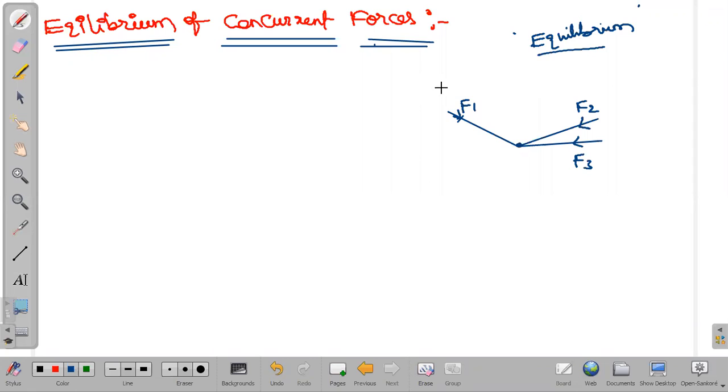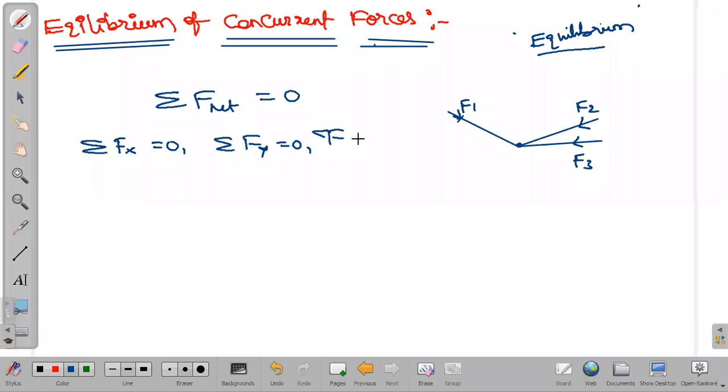Now, in equilibrium, whatever the number of forces, the net force we will take as zero. That means F net is equal to zero, summation of F is equal to zero. That means we have to add up all the forces. Here I will take dimensions also into consideration. If summation of F net is equal to zero, then summation of Fx is also equal to 0, summation of Fy is also equal to 0, right? Now, summation of Fz is also equal to 0. That means along all the directions also the net force will be equal to 0, right?